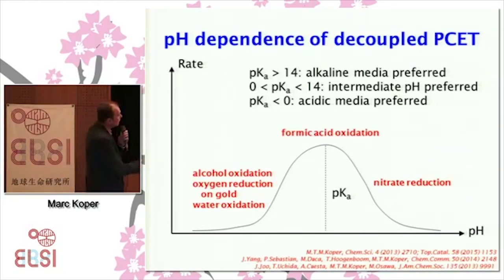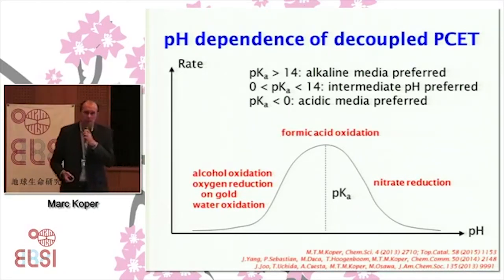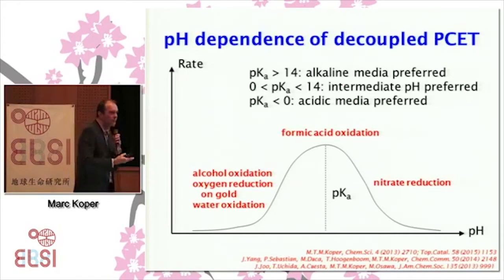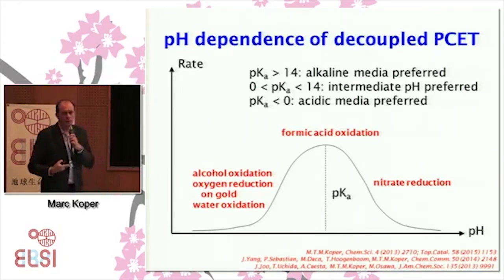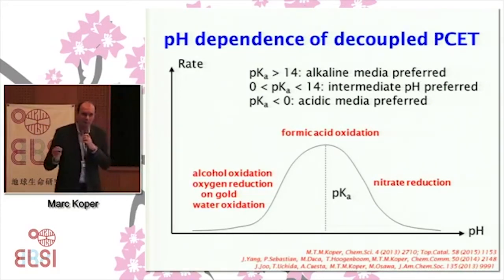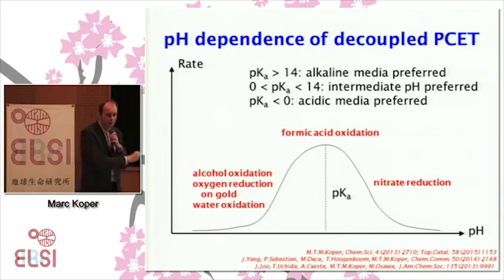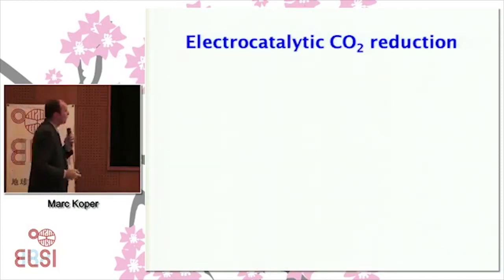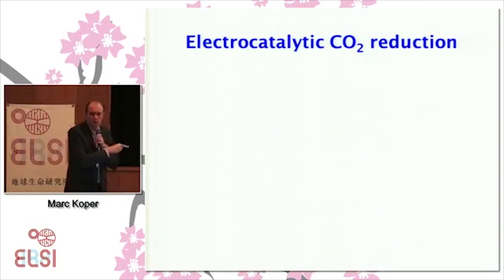An intermediate case is formic acid oxidation. Formic acid has a pKa of 4, and we find that if we want to optimize the rate of formic acid oxidation, for instance in a formic acid fuel cell, the pH of the electrolyte should be close to 4. That doesn't necessarily optimize the conductivity of the electrolyte, but it optimizes the rate of the catalytic reaction, of the formic acid oxidation. So what I want to do in the rest of the talk is show some of these principles in relation to the electrocatalytic CO2 reduction.